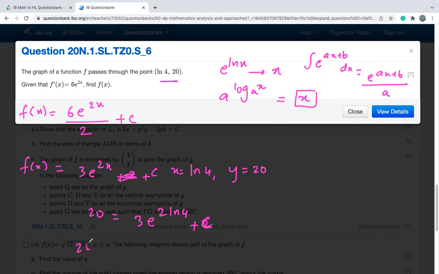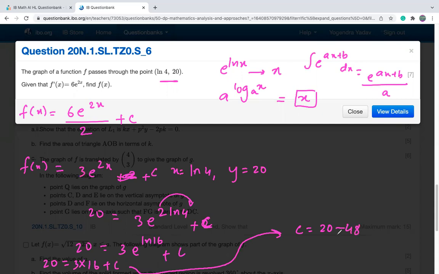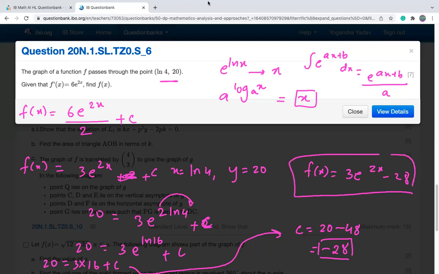So what we get is 20 equals 3 e to the power, you bring the 2 up in the power, so it becomes ln 16, because 4 squared is 16, plus c. And e to the power ln 16 is 16 itself. So 20 equals 3 times 16 plus c. As a result, c is going to be 20 minus 48, which is negative 28. So your c value is negative 28. Your final expression for the function is 3 e to the power 2x minus 28. This is the final answer.